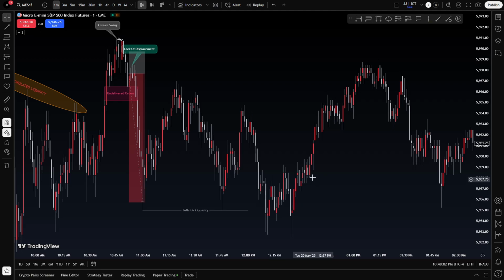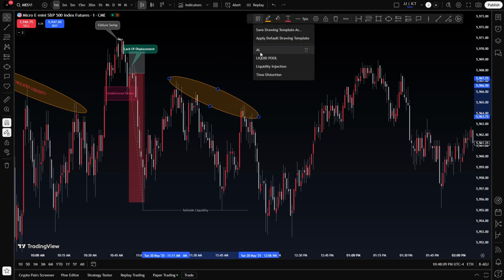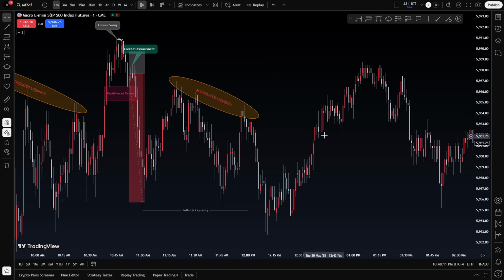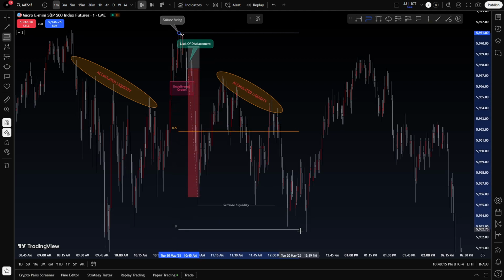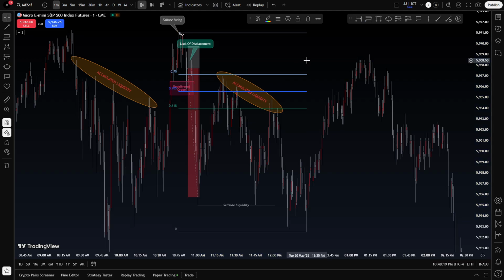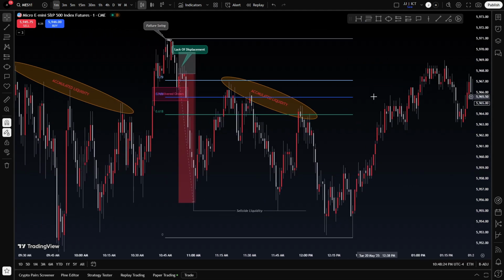In which it does, and goes all the way back up to what? This accumulated liquidity right there. Pretty nice, isn't it? So you have more accumulated liquidity right there. And then what else do we come to? You probably noticed it by now. Probably did or probably didn't. Boom. Optimal trade entry. Pretty cool, isn't it? Yeah, I know, it's pretty cool.